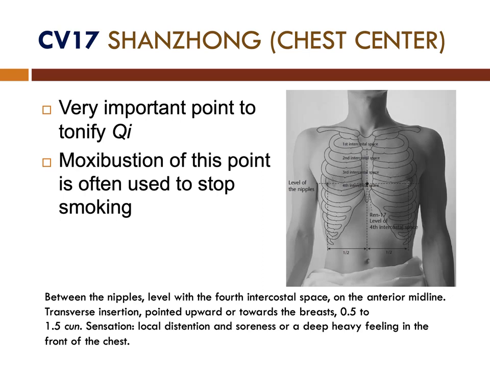So where is CV17? It is between the nipples, level with the fourth intercostal space on the anterior midline. We needle with transverse insertion pointed upward or towards the breast, 0.5 tune to 1.5 tune. We expect a sensation of local distension, soreness, or a deep, heavy feeling in the front of the chest.